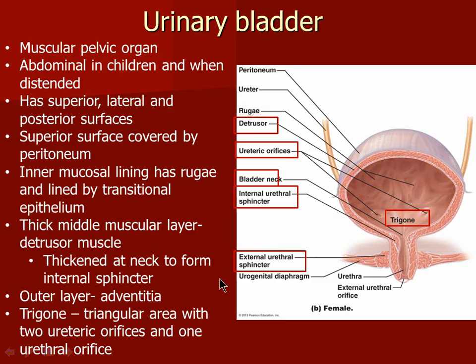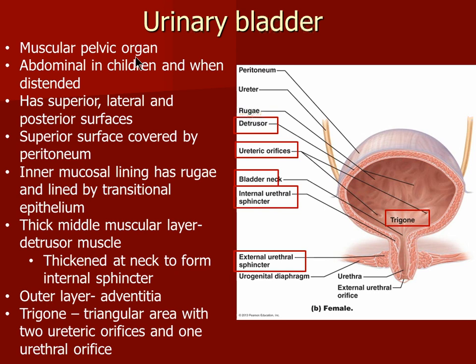Let's look at the urinary bladder. It is an extremely muscular organ, very, very muscular. It's a pelvic organ. That means it lies in your pelvic cavity. Once again, I want you to be very sure. When we say pelvis, we would use the word renal pelvis or ureteric pelvis when referring to the pelvis of the ureter. But otherwise, when we just use the word pelvis, we mean the pelvic cavity, which is inside your body, a ventral body cavity. So this is a muscular pelvic organ found in the pelvic cavity.